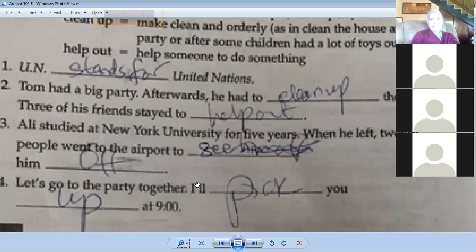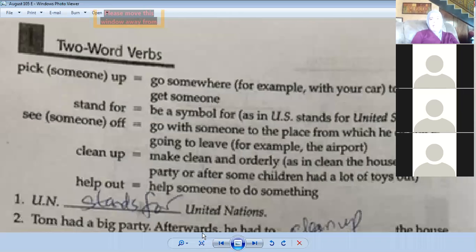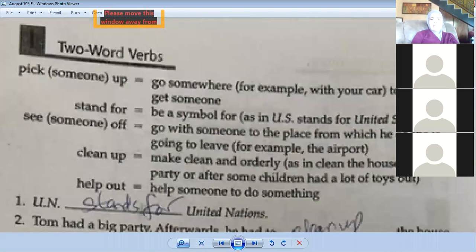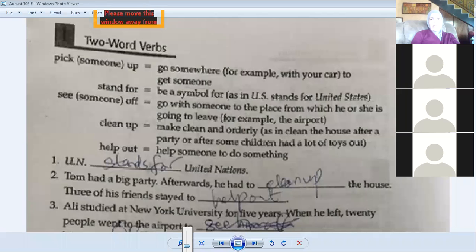Let's see this exercise. It's an exercise that has to do with two-word verbs. What do we call these? We call these phrasal verbs, okay? So what does pick up mean? Pick up: go somewhere, for example, with your car to get someone, all right? Pick up, all right?